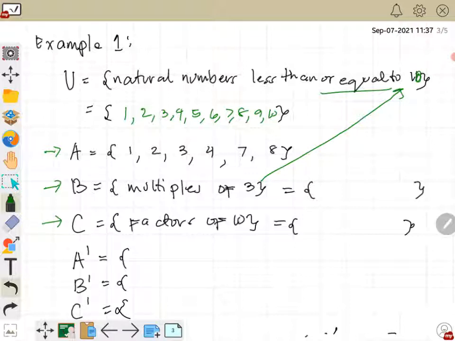So for us to easily determine this, let us find the elements in A complement. We know that the elements in A are 1, 2, 3, 4, 7, 8. We're trying to find the complement of A, meaning the elements in A complement. That's what we're trying to do here.